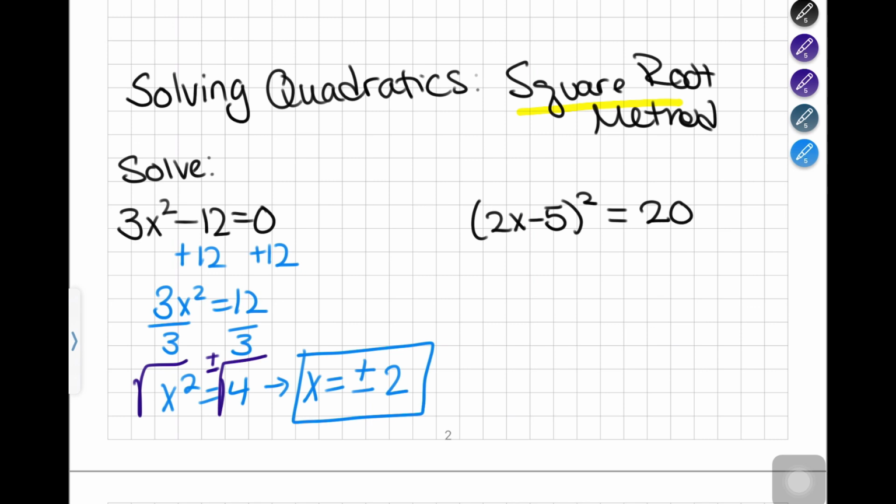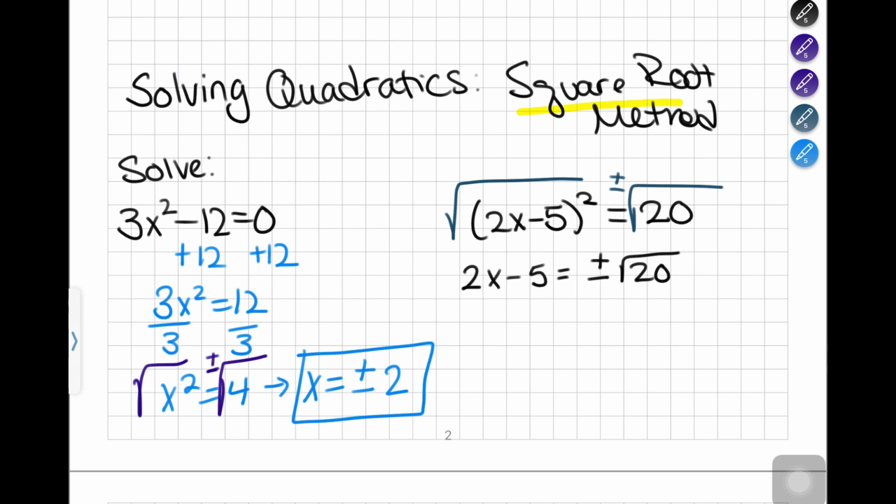We can use the exact same method for the equation on the right. In this case, the quantity squared is already by itself on one side. So to get rid of the squared, I'm going to take the square root of both sides. Don't forget the plus or minus. Now on the left-hand side, I'm left with 2x minus 5 equals plus or minus square root of 20.